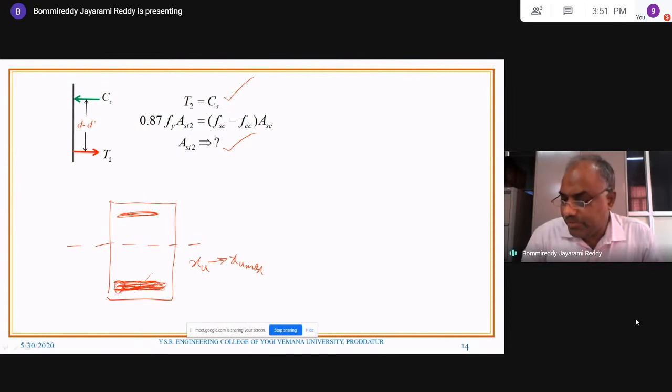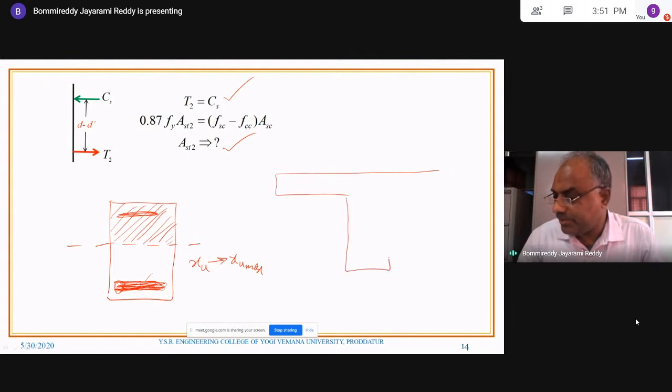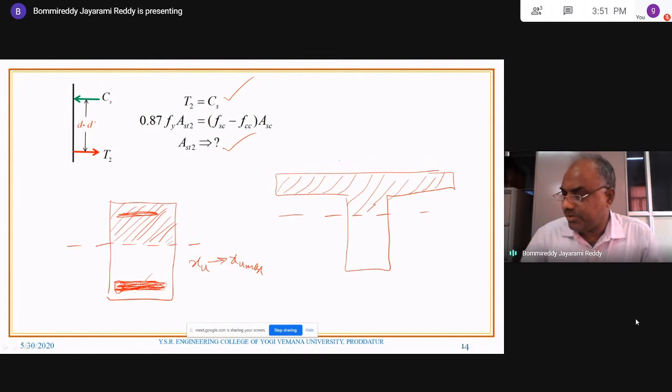By providing more steel reinforcement, we can improve the tensile load carrying capacity, but there is no improvement in compression carrying capacity because of the limited area. There is no further improvement. So for that purpose, by increasing the compressive area, we go for a T-beam or flanged beam.